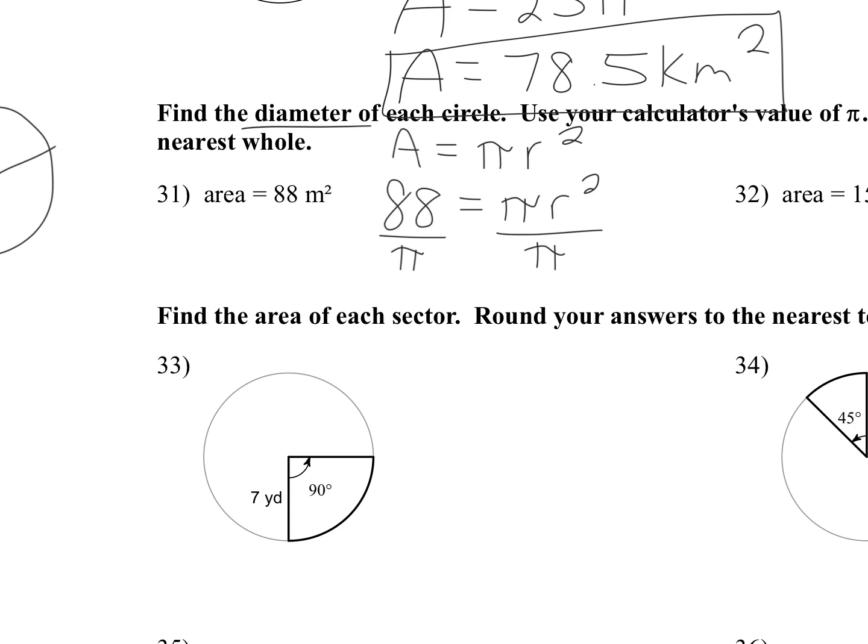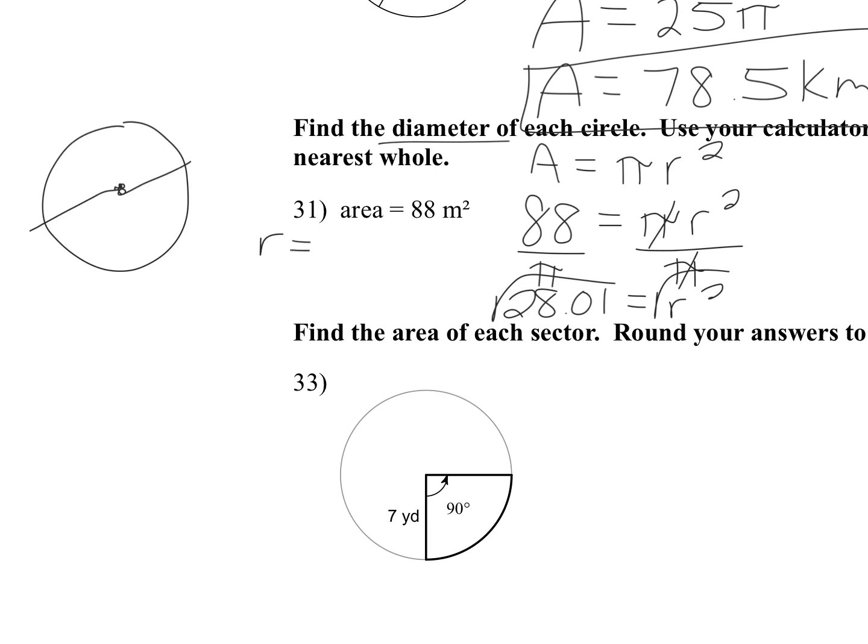What'd you get? 28.01. Leave that in your calculator. What's left on the right side? R squared. What's the last step I need to do to get R by itself? Not divide by square. What's the opposite of a square? Square root. Take the square root of both sides. So you want to take the square root of that 28.01.